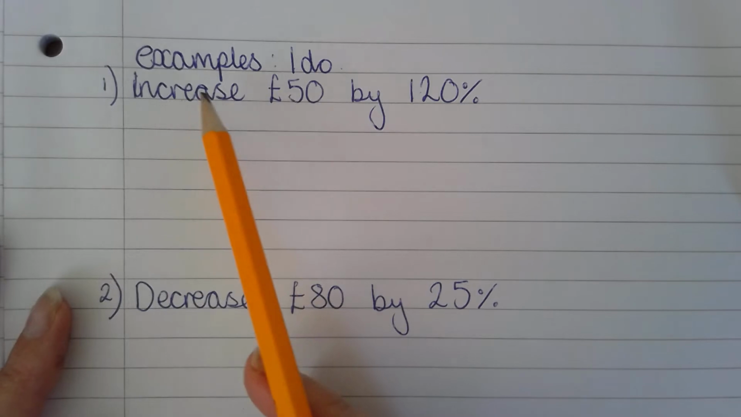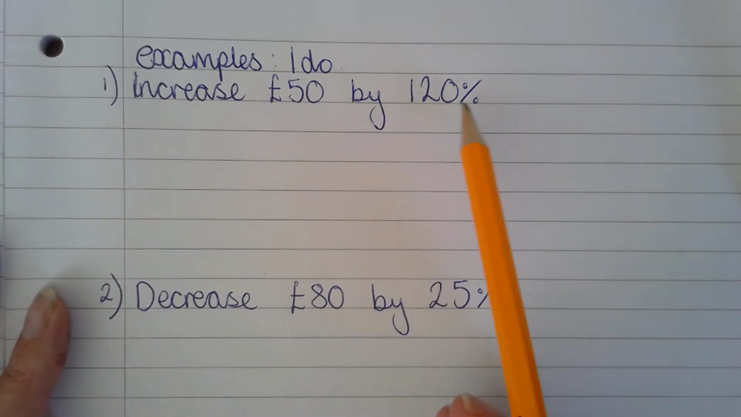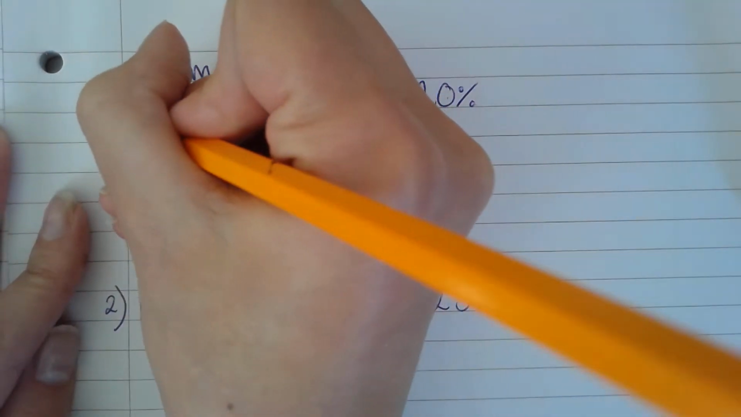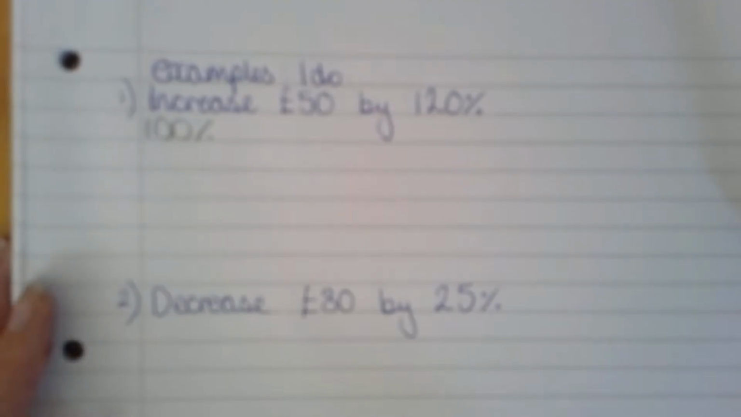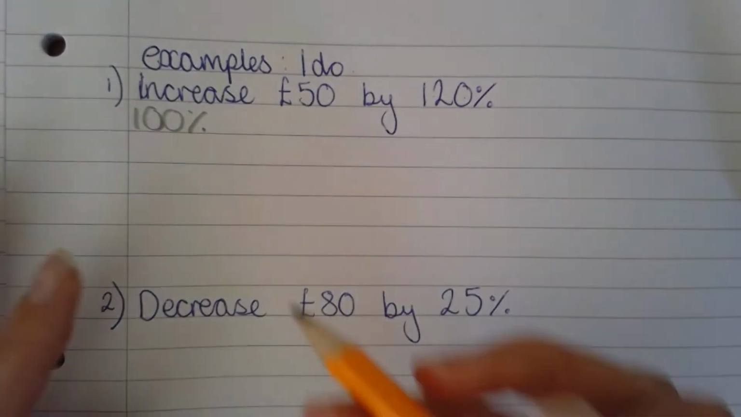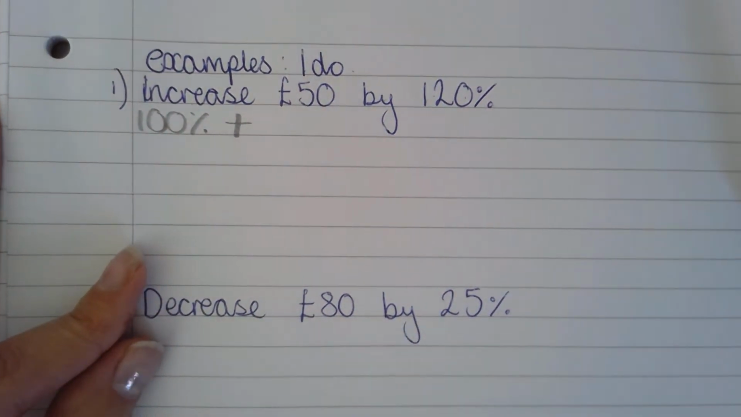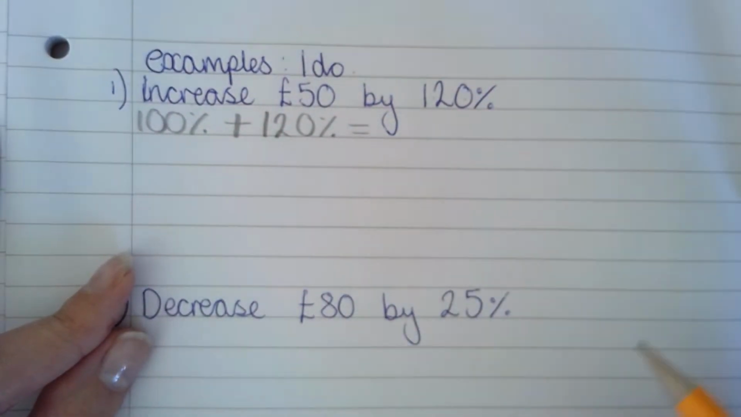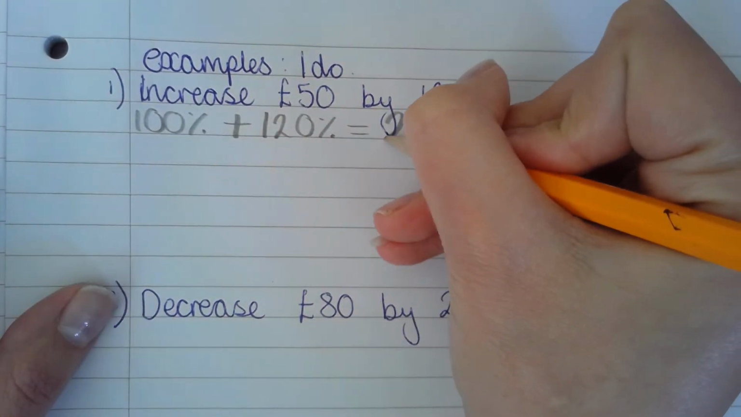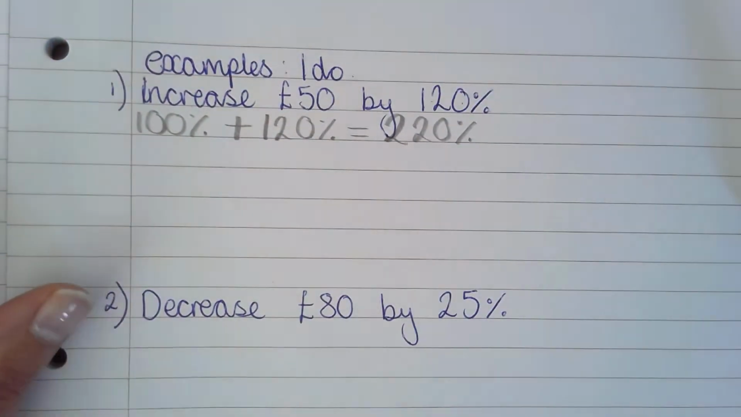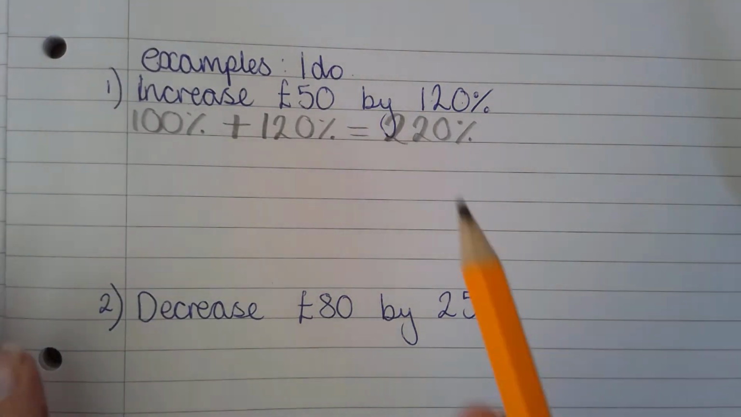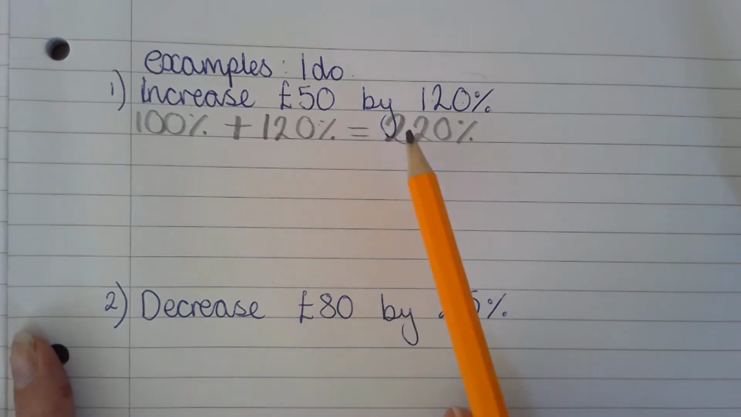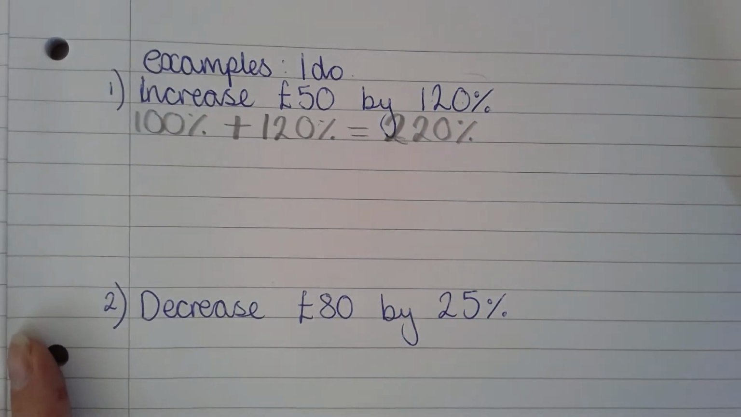So if we're adding on an extra 120%, we're increasing by 120%. So we've got 100% currently, and we're increasing, so we're adding on another 120%. Okay, 100% add 120% is 220%. So that's what we're going to end up with. £50 is the 100%. We're going to add on another 120%. So at the end, we're going to have 220%.